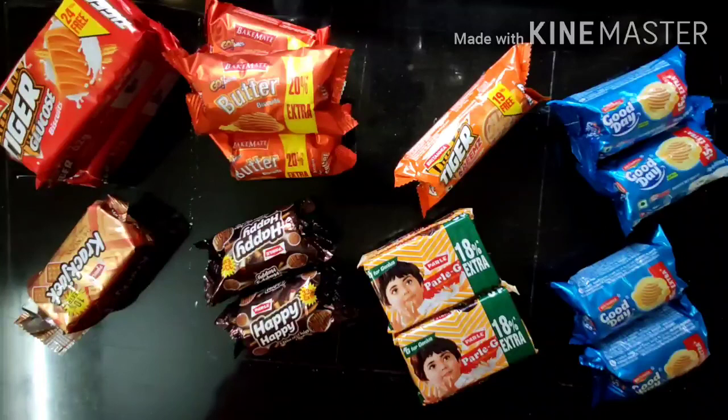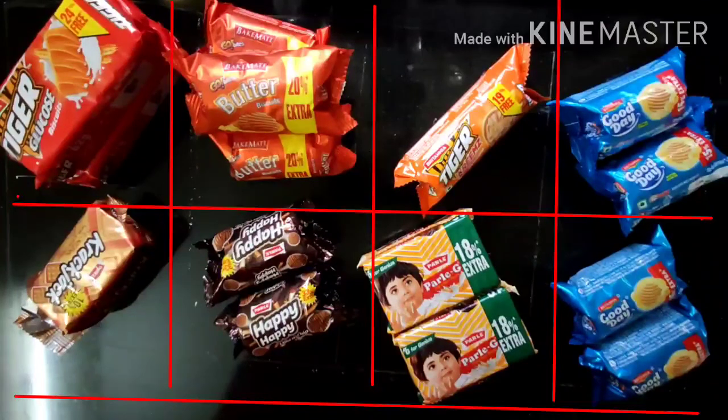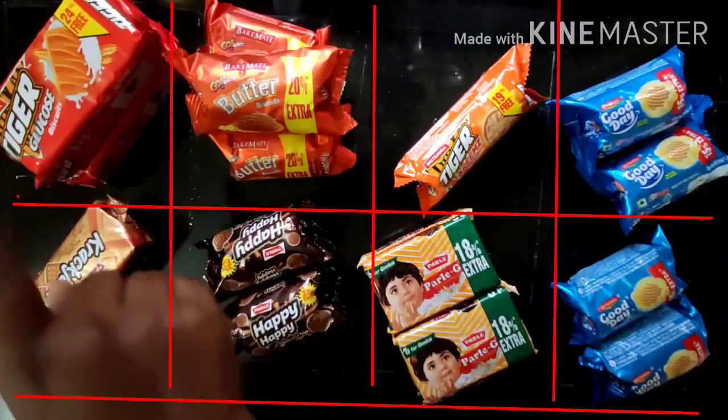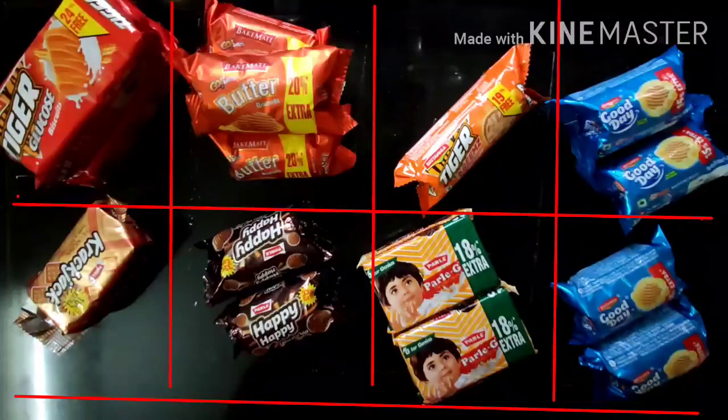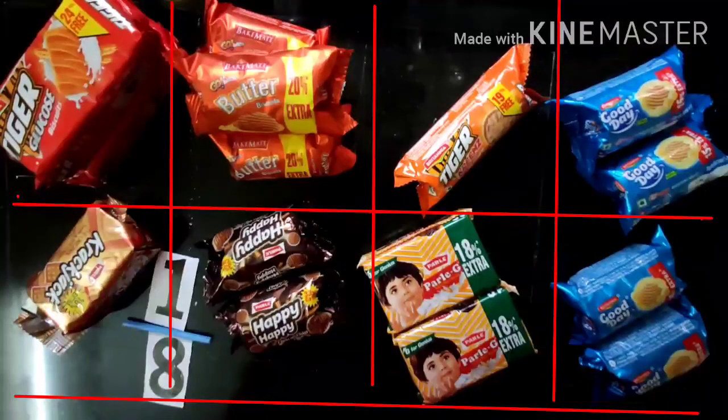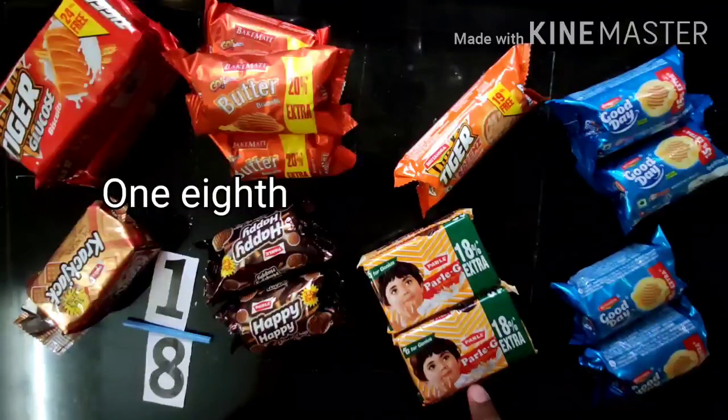This is how the biscuits were arranged in a bakery. So, how many types of biscuits are available in the bakery? We can see 1, 2, 3, 4, 5, 6 and 7 types of biscuits available in the bakery, and all the biscuits are arranged in equal parts. What part of the area is used to keep Parle-G biscuits? It is 1 out of 8 parts. So it is 1/8 part of the area is used to keep Parle-G biscuits.